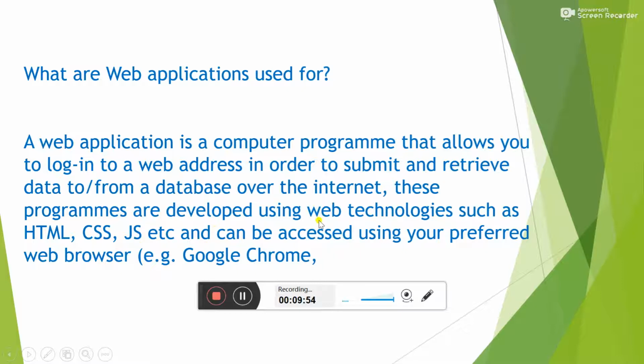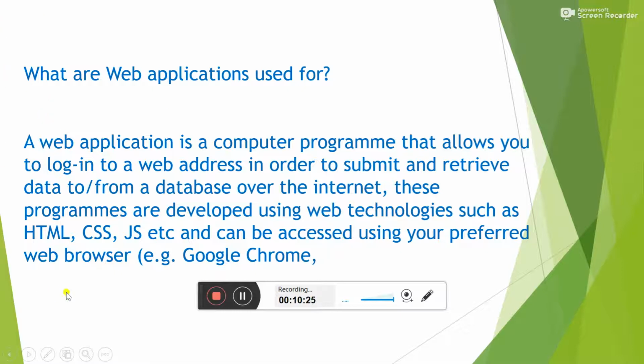These programs are developed, suppose you are using the internet, so this program is developed using web technologies. Examples of web technologies are HTML, which is one web technology, CSS, which is one programming language, JS, etc. There are many technologies. With the help of these technologies, you create a website or develop any web page, and you can access it, right?